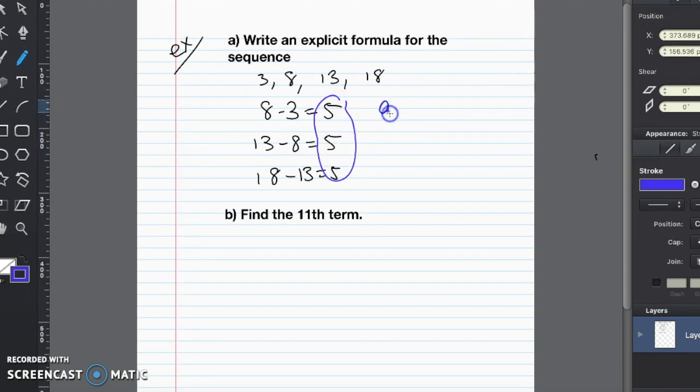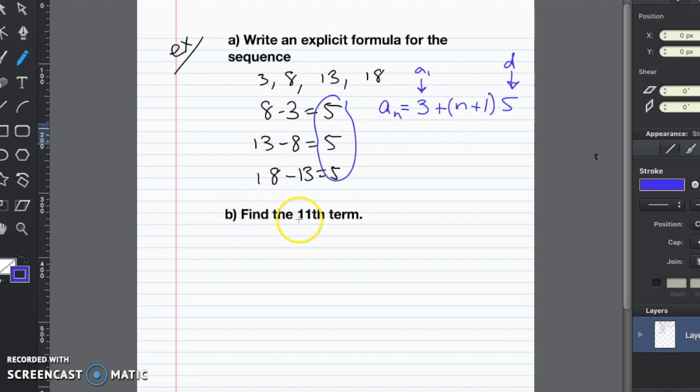So for any term I have, a sub n, whatever term I want, I start with my first term, 3, right? That's a sub 1. This is my a sub 1 right here, plus n minus 1 times, well, I found my common difference. That's 5. So this is d, and that's just a sub n.